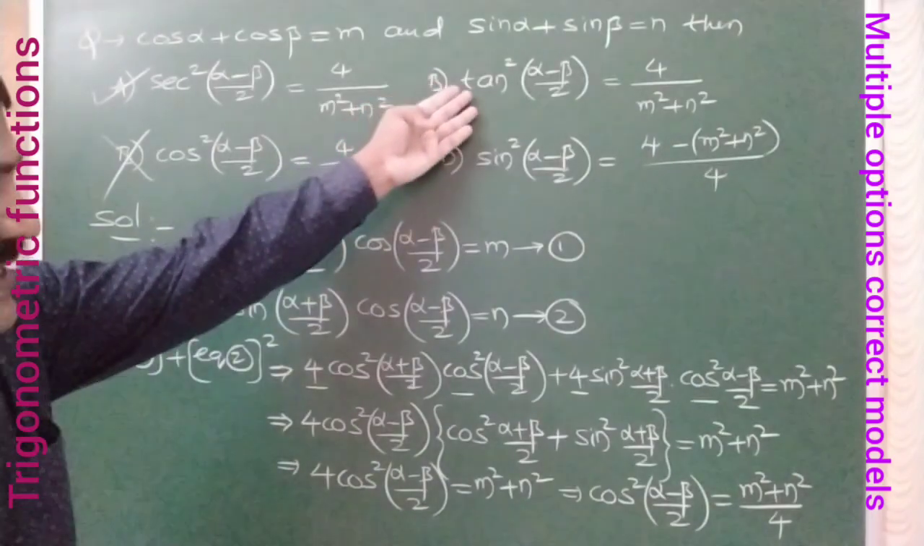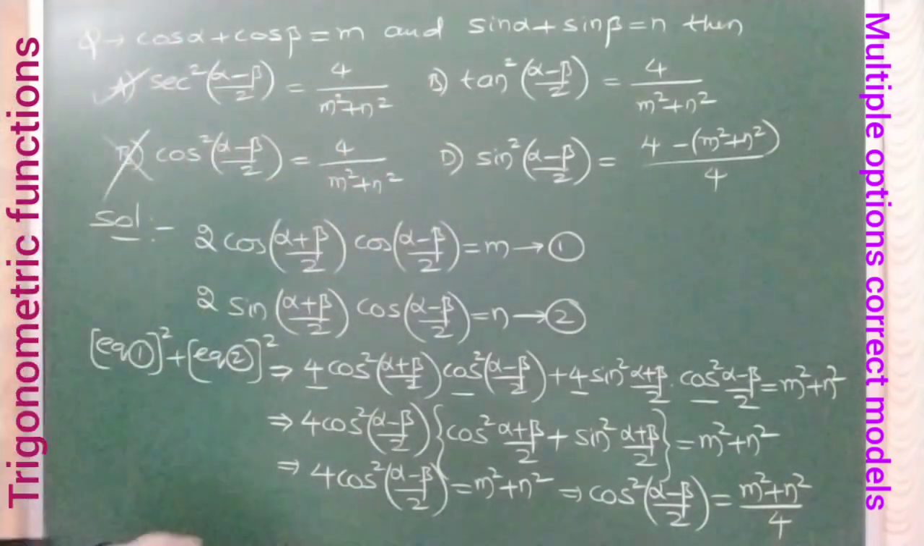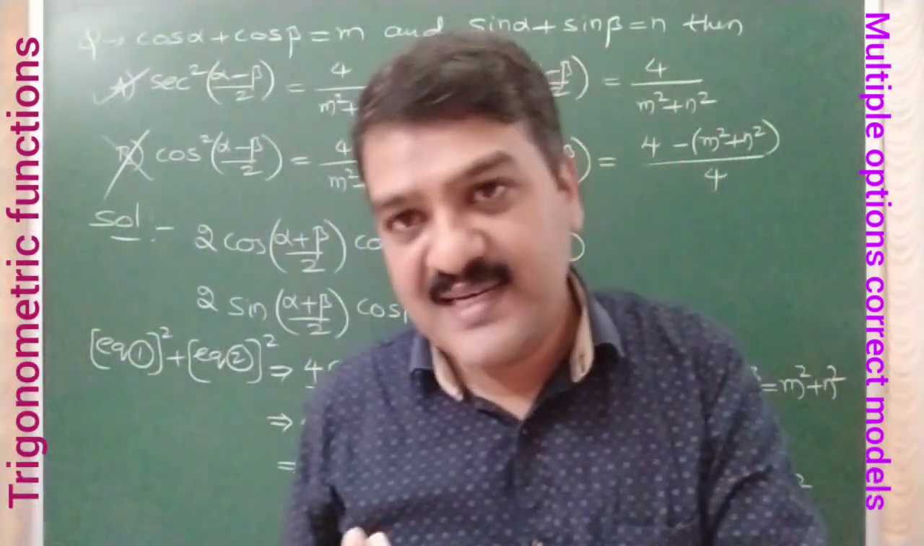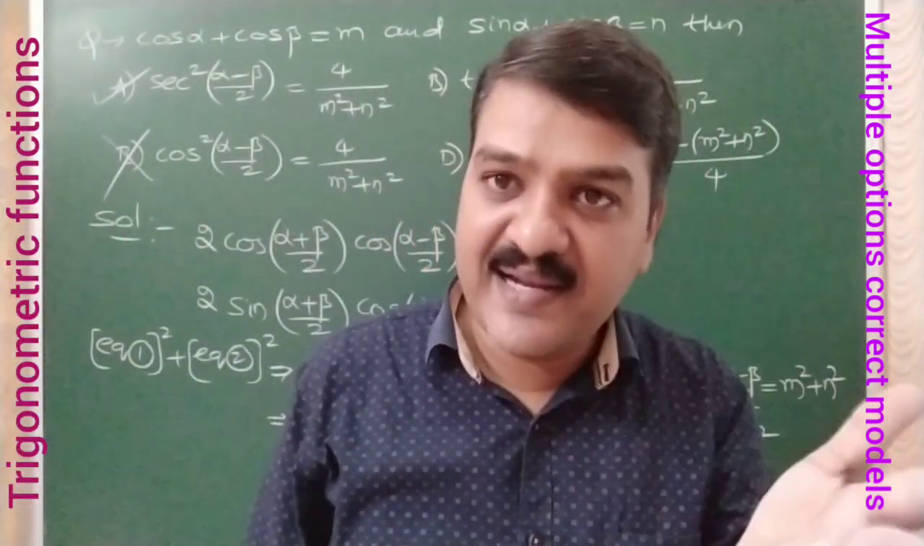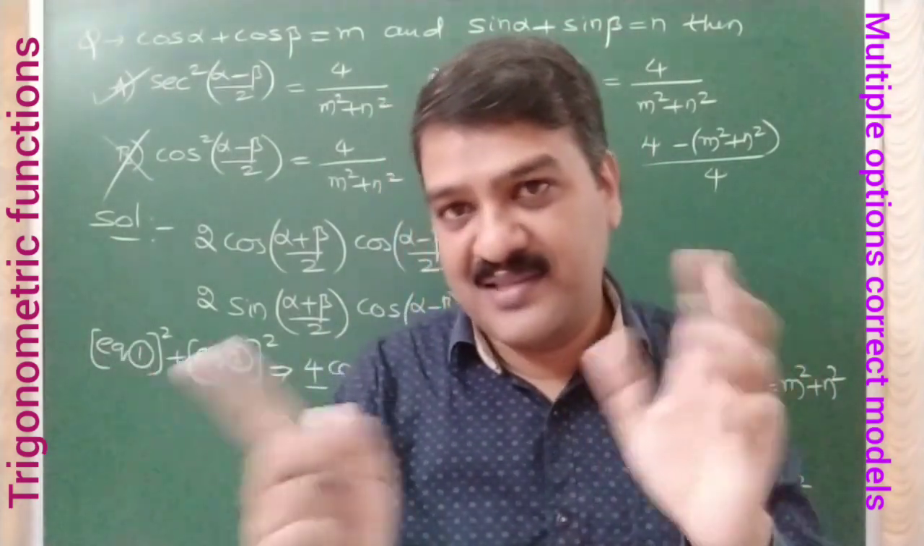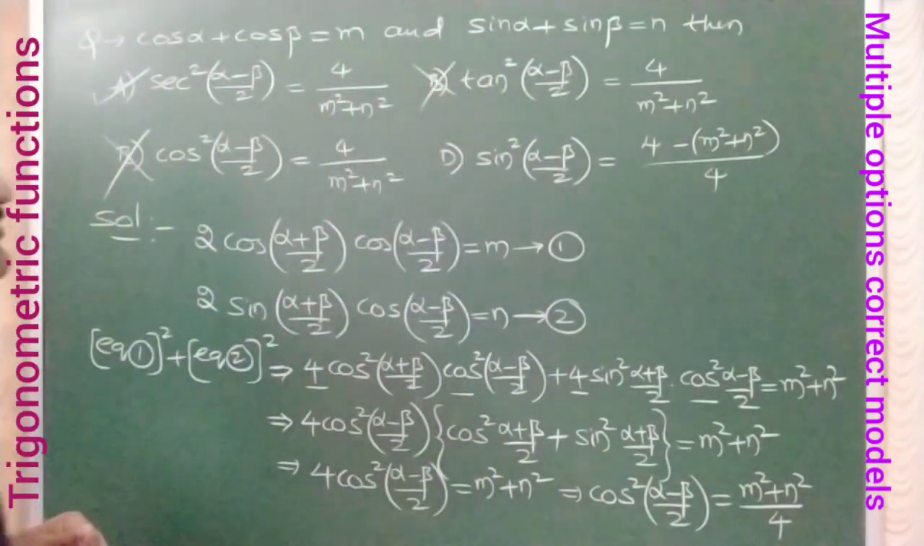Tan square (alpha minus beta), this cannot be equal to secant, no? Tan and secant cannot be equal because connecting tan square theta and secant square theta you have an identity. Secant square is 1 plus tan square, so they cannot be equal. Therefore even this is not correct.